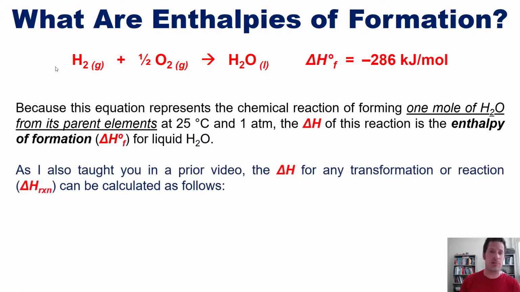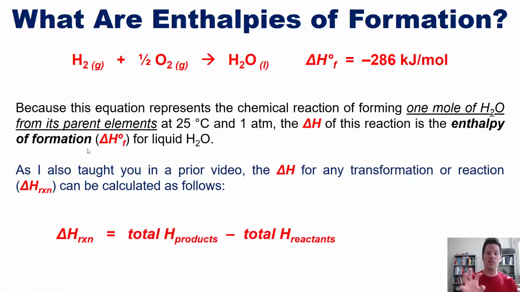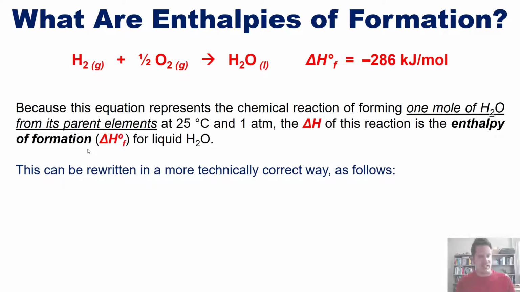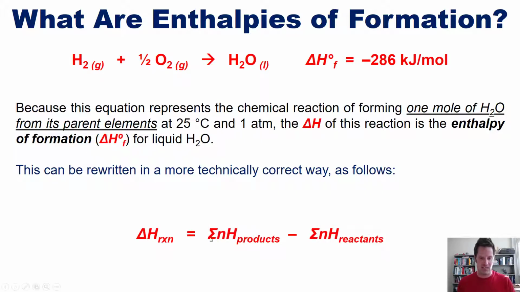Now, as I also taught you in a prior video linked to in the description below and floating over my head here, the delta H for any transformation or reaction, that is the delta H for reaction, can be calculated as the total sum of all the enthalpies of your products minus that of your reactants, or better said, H final minus H initial. Now, this equation can be rewritten in a more technically correct way as follows. Delta H for a reaction is equal to this minus that, where these little Greek letters sigma represent the sum of and the sum of.